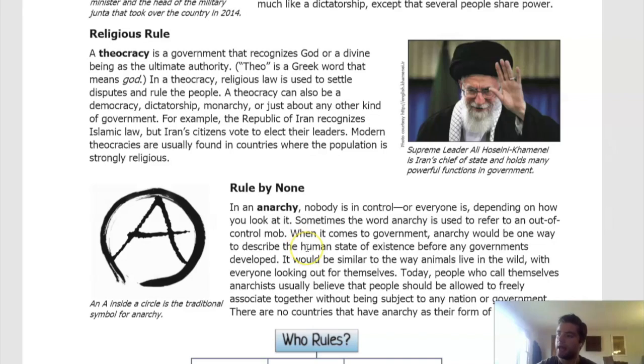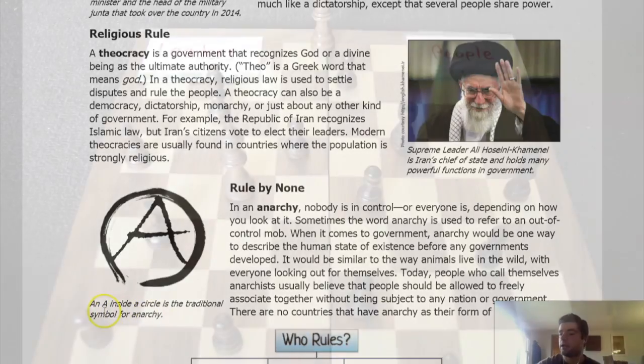When it comes to government, anarchy would be one way to describe the human state of existence before any governments were developed. It would be similar to the way animals live in the world, with everyone looking out for themselves. Today, people who call themselves anarchists usually believe that people should be allowed to freely associate together without being subject to any nation or government. There are no countries that have anarchy as their form of government. And here's another picture, and the caption says, an A inside of a circle is the traditional symbol for anarchy.